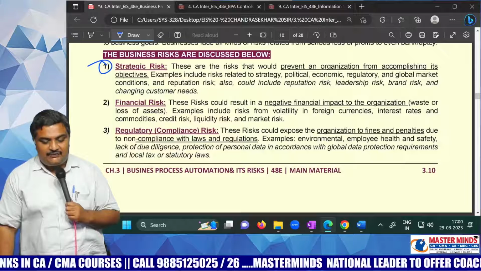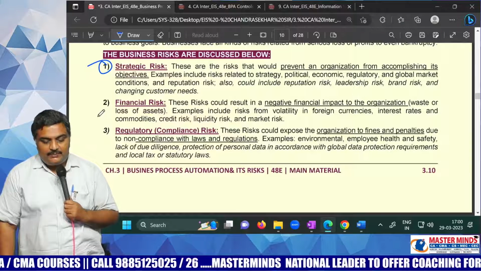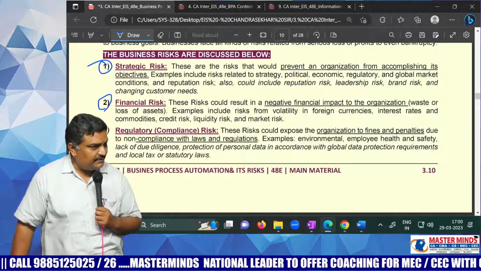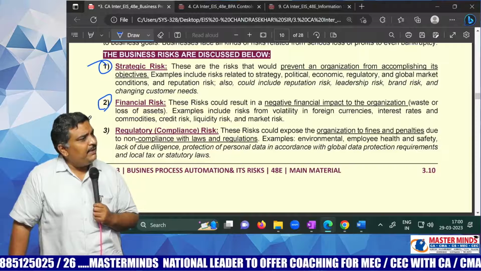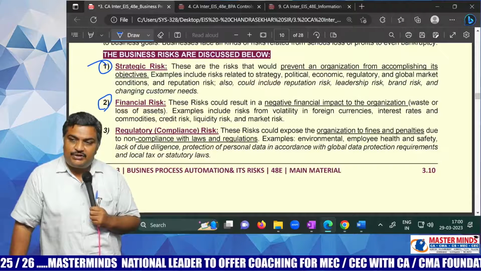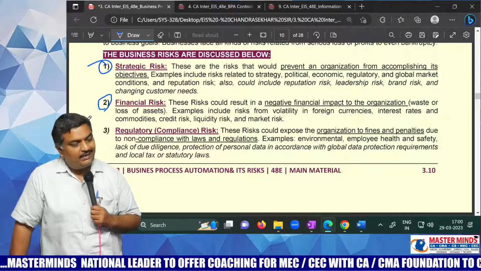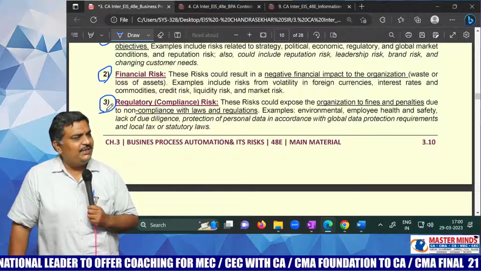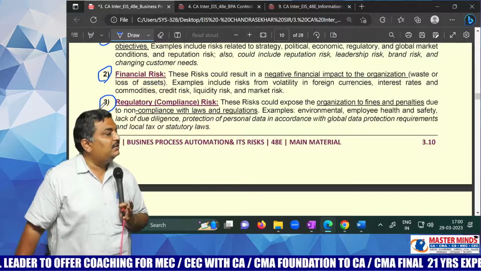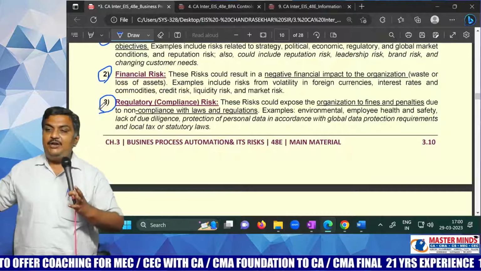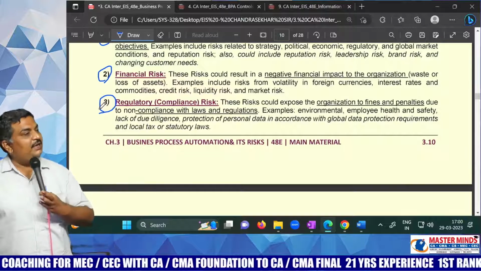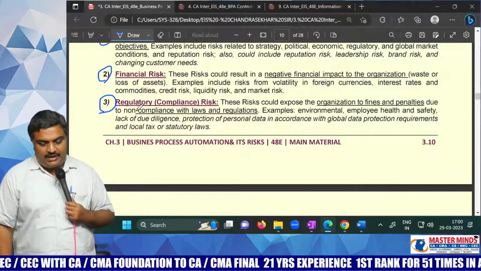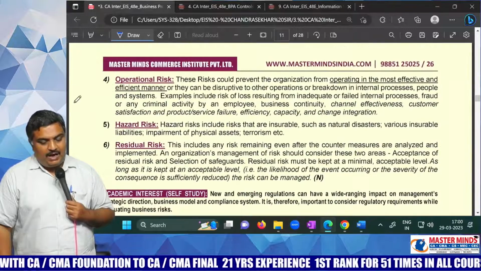And the second risk, financial risk. Financial risk means what? Sometimes you will have great financial losses because you may be in the export or import business. Due to currency fluctuations, the dollar has become weaker or stronger, and that may have an impact on your organization. That is financial risk. And regulatory risk. You are doing your business, and all of a sudden the government introduces a new act, and you should comply with that act. And if you comply with that act, you will lose a lot of money. So that happens. Regulatory or compliance risk. And operational risk.